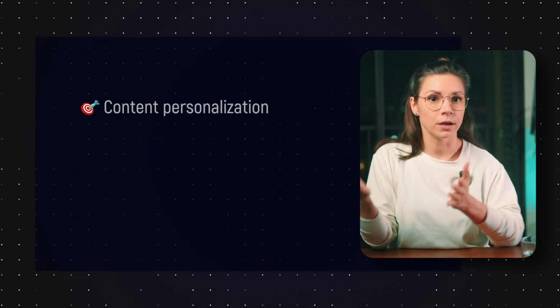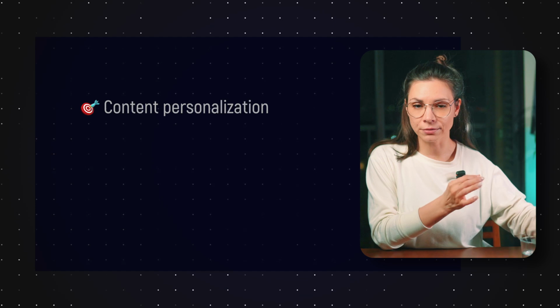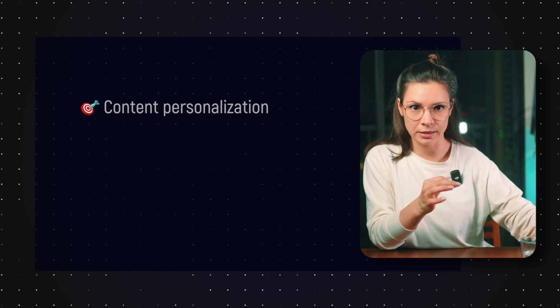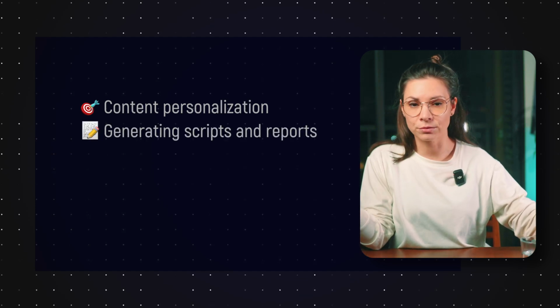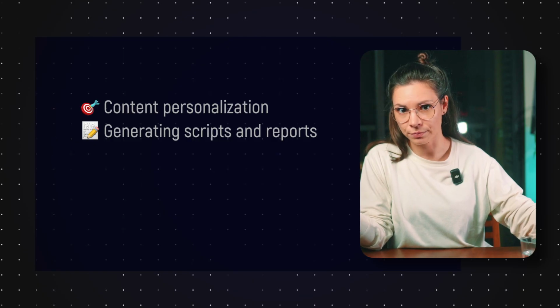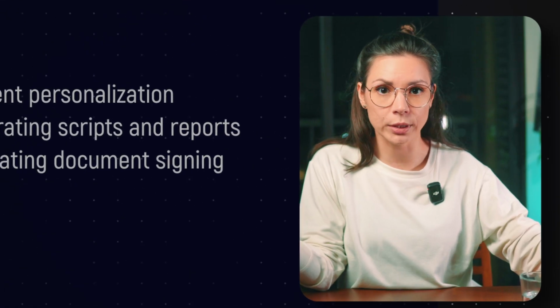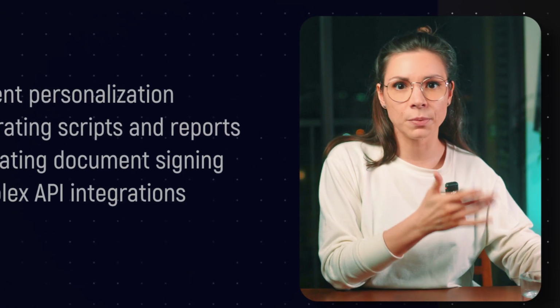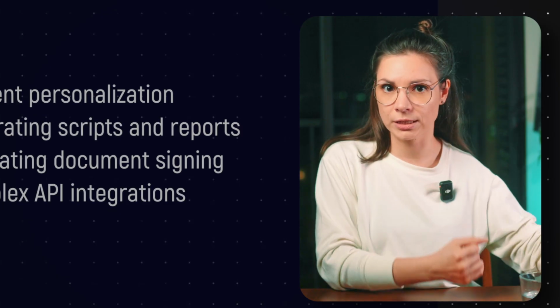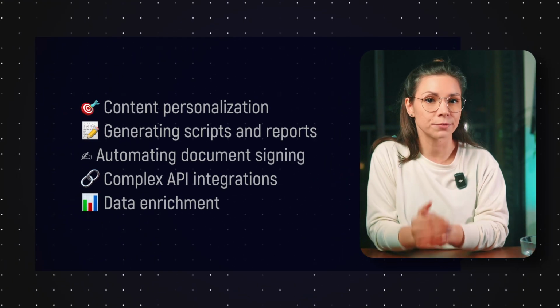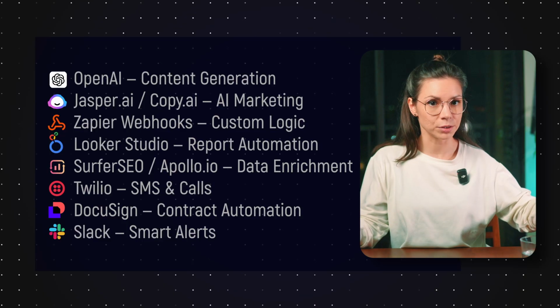If you are confident with Zapier, it's time to move to the level where AI, APIs, and webhooks handle everything for you. This is full automation with minimal human involvement. You can automate content personalization, where AI writes emails and scripts automatically, generating scripts and reports without manual effort, automating document signing and invoice sending, complex API integrations and webhook processing, and data enrichment and forecasting. And here are the tools you will need.